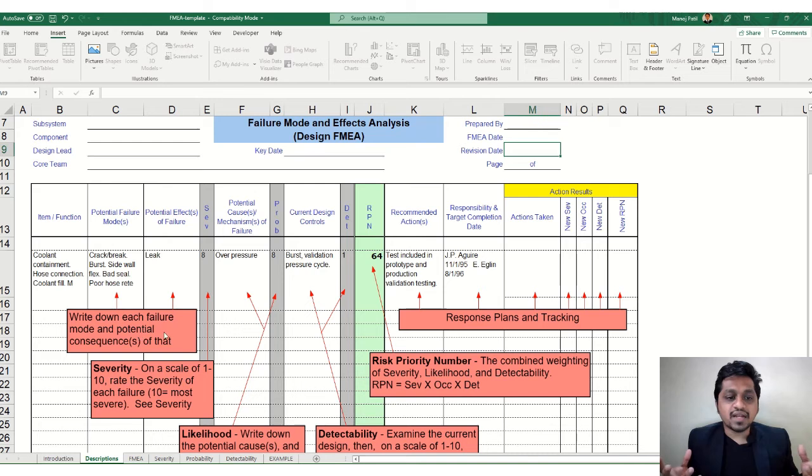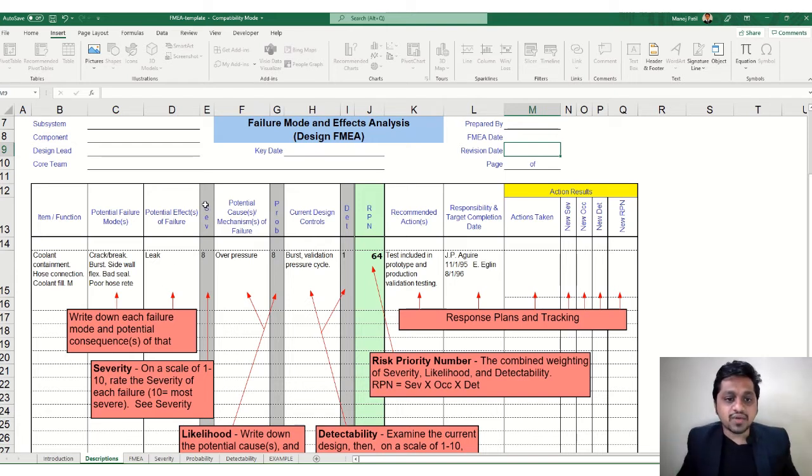So we have to write down the potential failure mode and its consequence. That means because of this failure, what will happen. What is the potential effect of failure? Leakage, right? If there is a crack or a bad seal, what will happen? There will be leakage of the oil. So that is the potential effect of my failure, right?